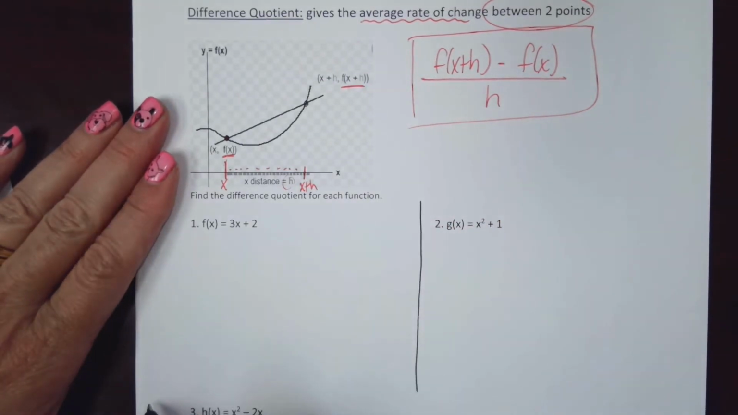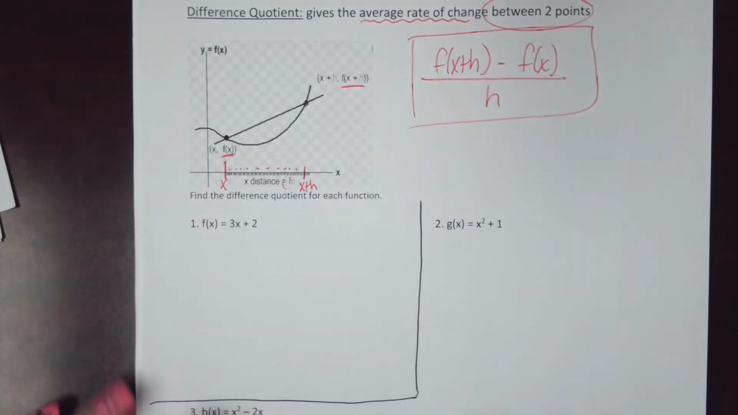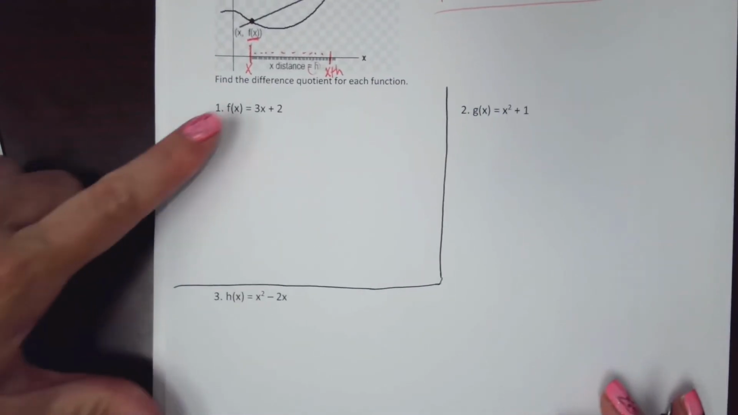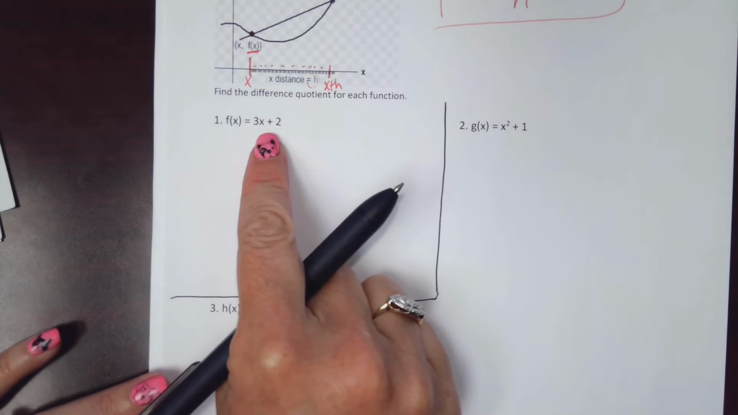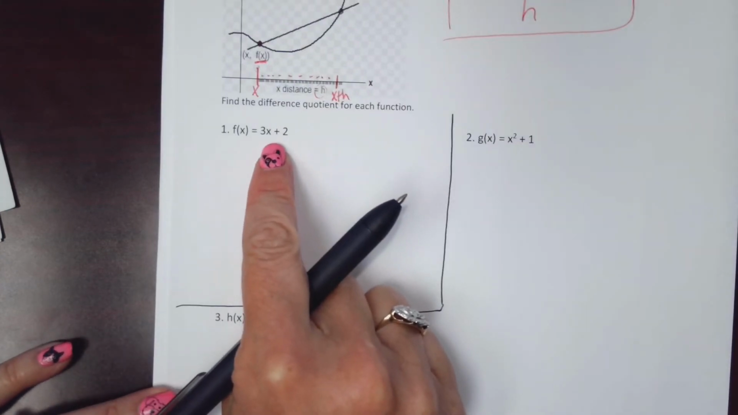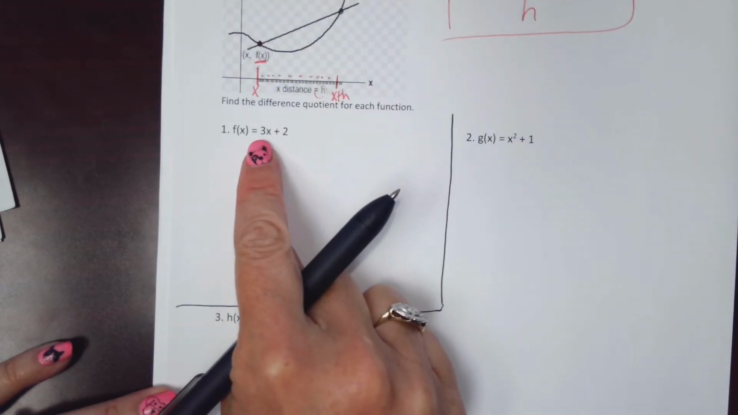It's just making sure that you keep things straight, basically. So let's do this first one. This is a line. So what's my rate of change? Well, the slope is going to be 3, right?